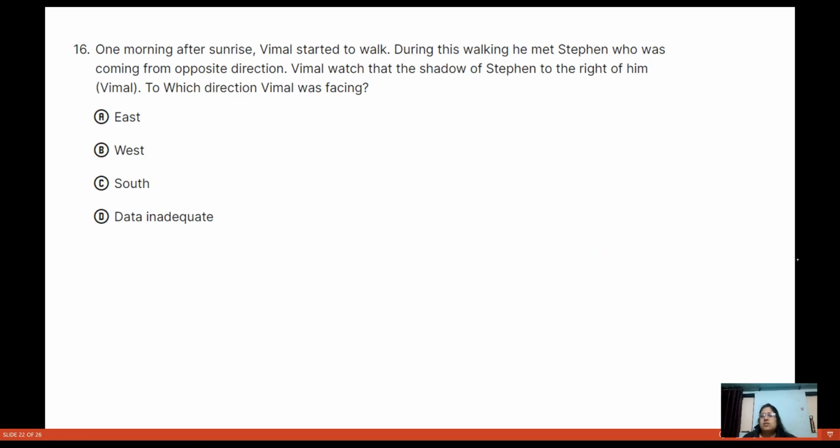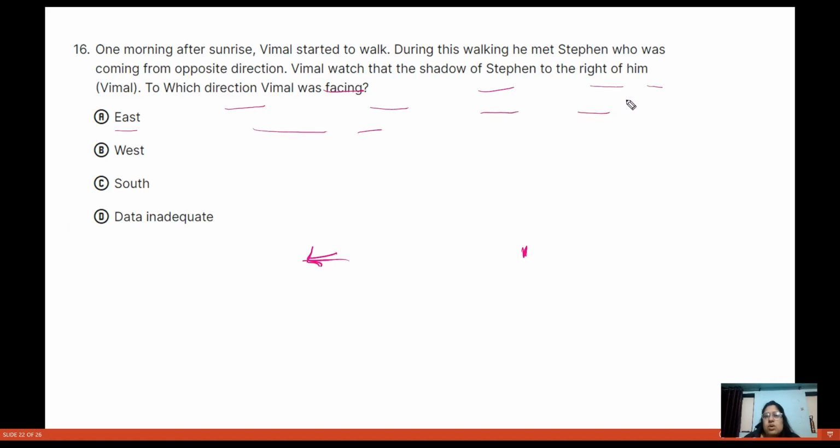Again, let's move on. One morning after sunrise, Vimal started to walk. During this walk, he met Stefan, who was coming from the opposite direction. Vimal watched the shadow of Stefan to the right of him. In which direction was Vimal facing? Again, see, it is sunrise. So the sun is here, and your shadow will be this side only. Now who is watching? Vimal watched the shadow of Stefan to the right of him.